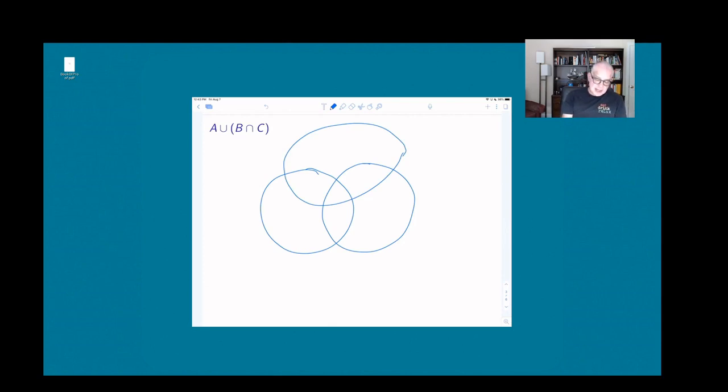So for instance, let me label them. This is A, this is B, and this is C. So you have to label your diagram or you can't make any sense out of it. So for instance, if you're in here, you are in B and C, but not in A. Okay? And if you're in here, you're in all three of them. And all the possibilities of where you can be are captured here. If you're out here, you're not in any of them.